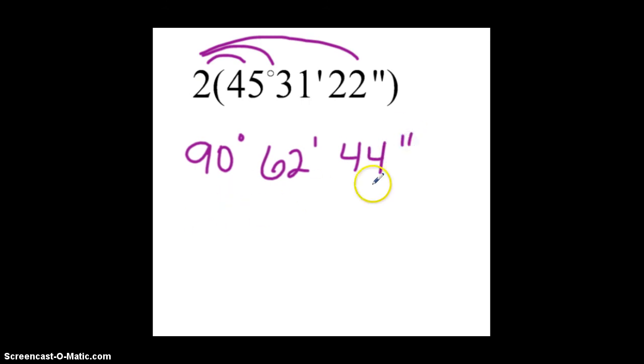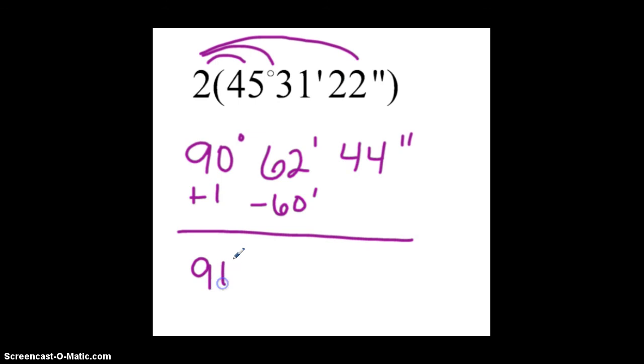Now, you want to be able to reduce or simplify this answer if you have any of those units that are more than 60. Of course, the degrees could be over 60, that's fine, but here I have 62 minutes, so I'm going to subtract 60 minutes, and that is equal to 1 degree. So my final answer would be 91 degrees, 2 minutes, 44 seconds.